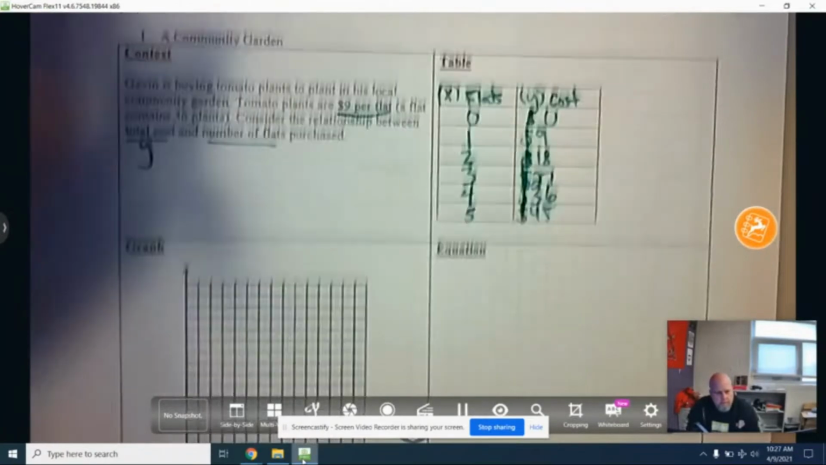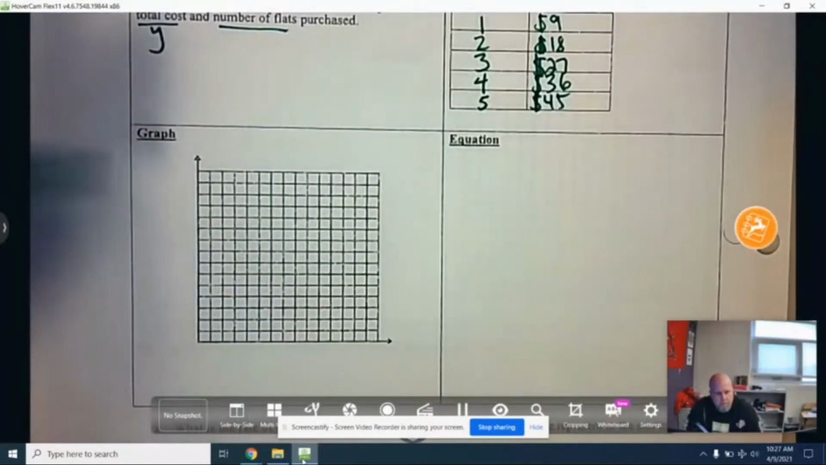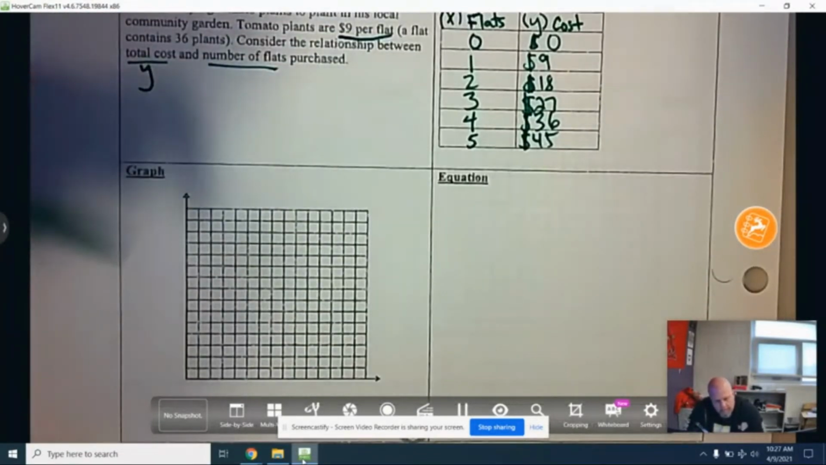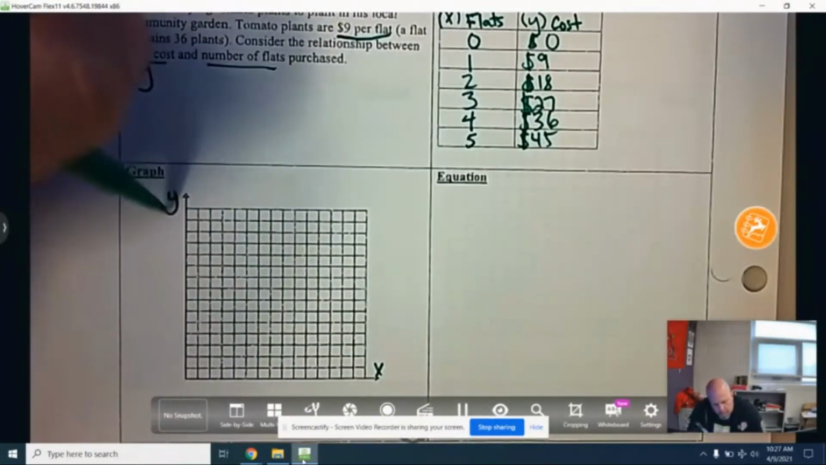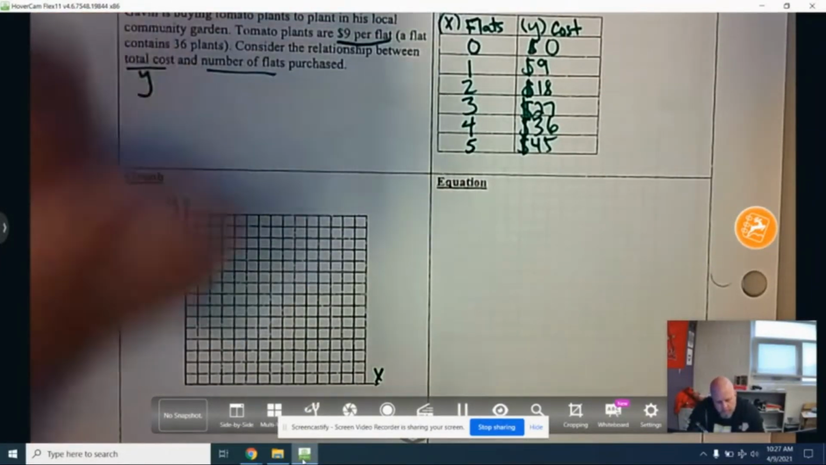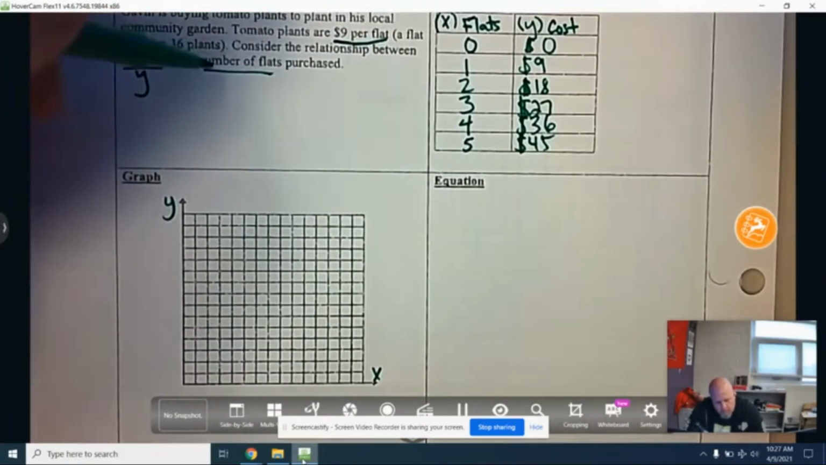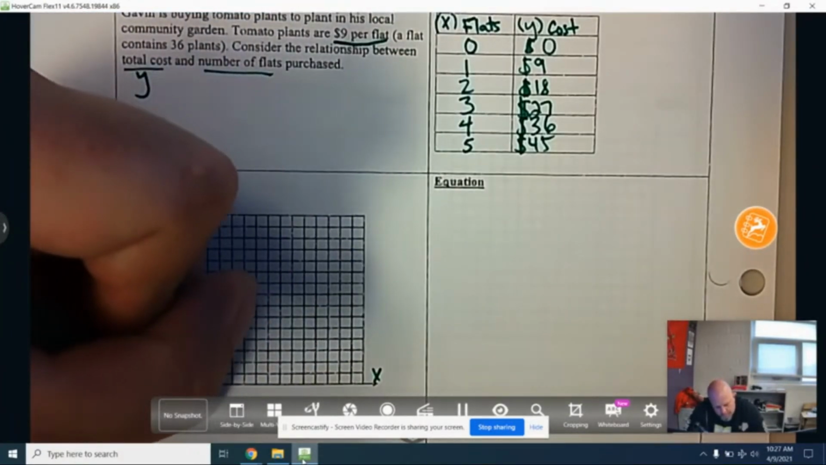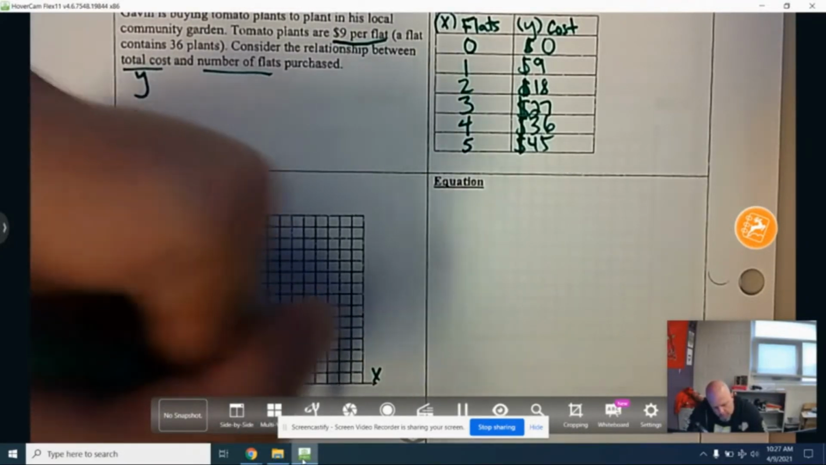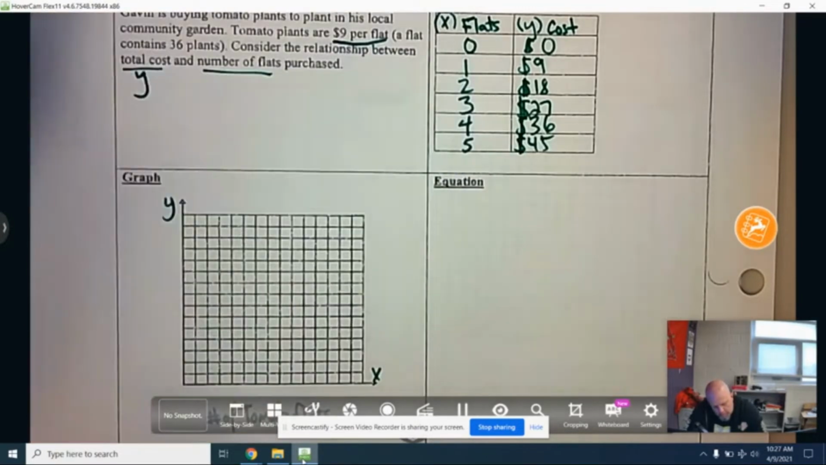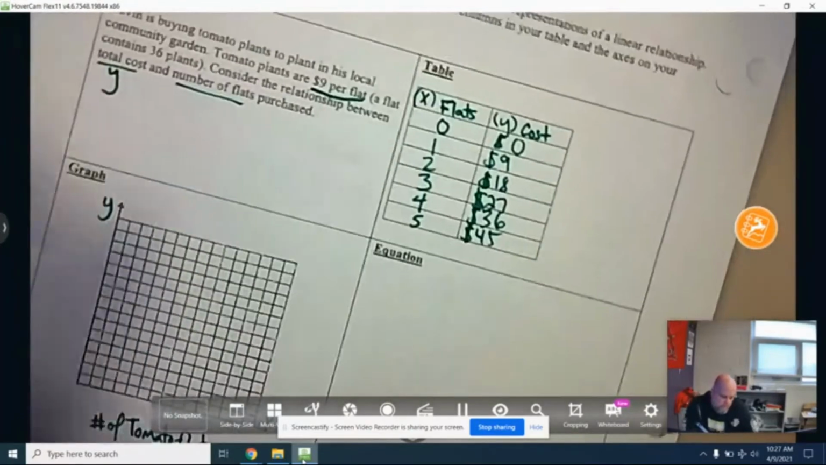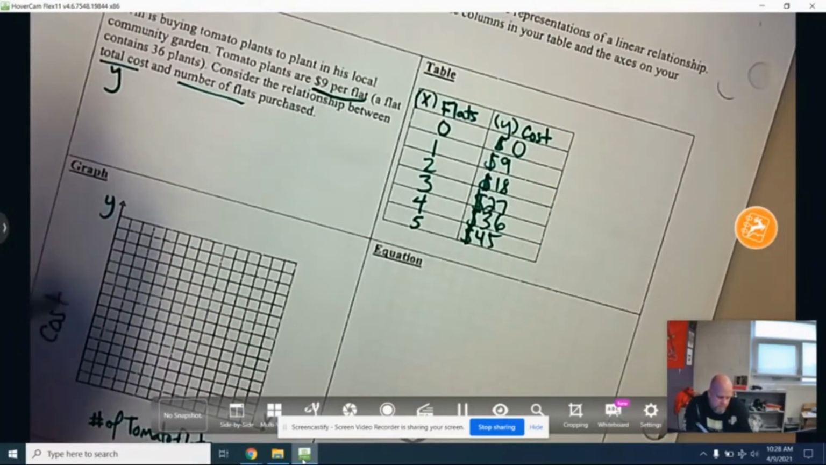Okay, so now I have my table. I'm going to go down and look at my graph. I need to graph this, so I need to label my axes. Remember, this is your x-axis, this is your y-axis. I need to label it in terms of what we're talking about, the story. So my x-axis refers to the number of flats. I'm going to put some more detail into it: number of tomato flats. The y-axis, remember that was our cost, so I can put over here, this is going to be our cost.